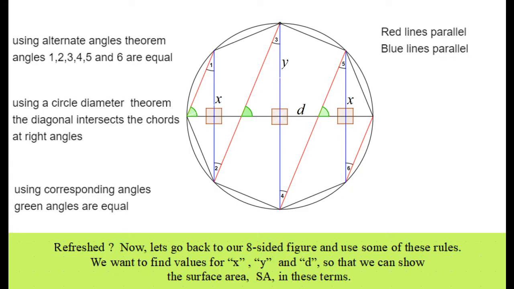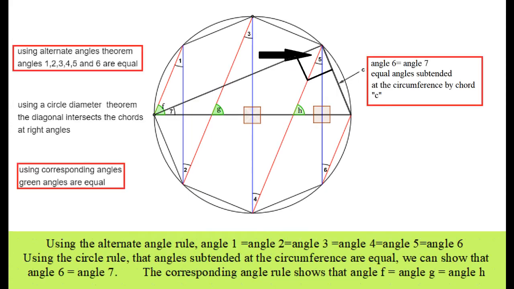Refreshed? Now let's go back to our 8-sided figure and use some of these rules. We want to find values for x, y, and d so that we can show the surface area SA in these terms. Using the alternate angle rule, angle 1 equals angle 2 equals angle 3 equals angle 4 equals angle 5 equals angle 6. Using the circle rule that the angles subtended at the circumference are equal, we can show that angle 6 equals angle 7.